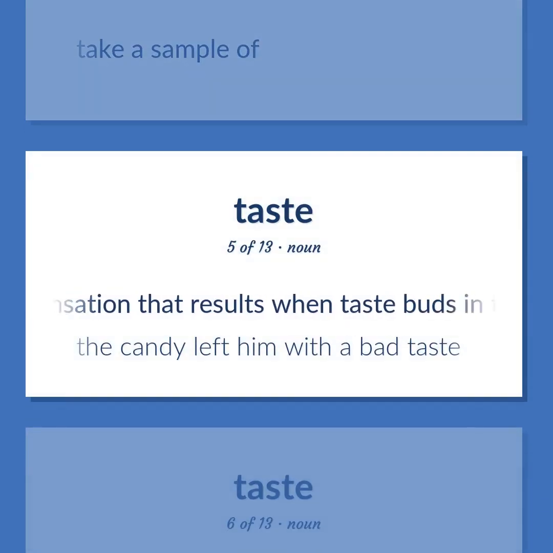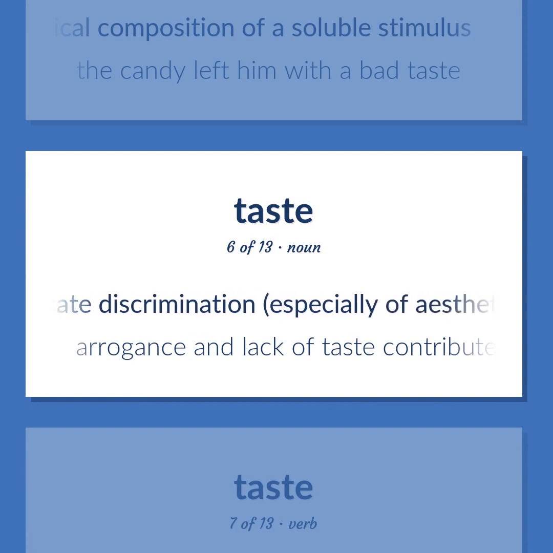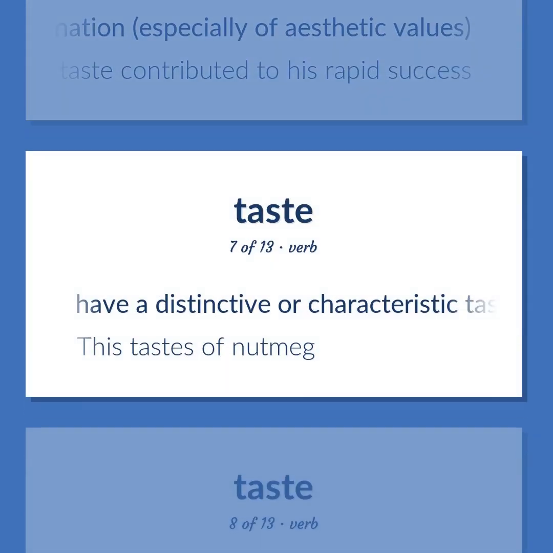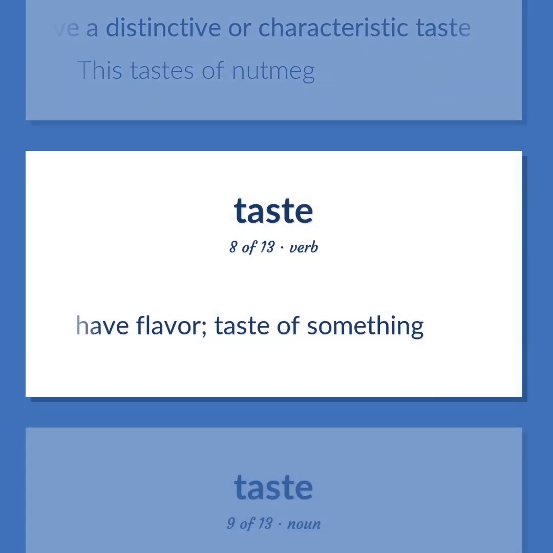The sensation that results when taste buds in the tongue and throat convey information about the chemical composition of a soluble stimulus. The candy left him with a bad taste. Delicate discrimination, especially of aesthetic values. Arrogance and lack of taste contributed to his rapid success. Have a distinctive or characteristic taste. This tastes of nutmeg. Have flavor. Taste of something.